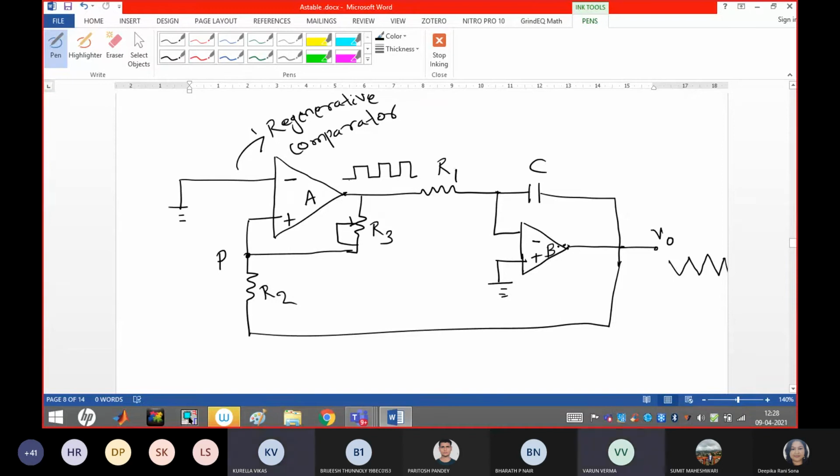Yes, yes, integrator. The second part of the circuit is the integrator. So I think you may easily understand the concept. The integrator is converting the square wave to a triangular waveform. Yes, so that concept has been used.